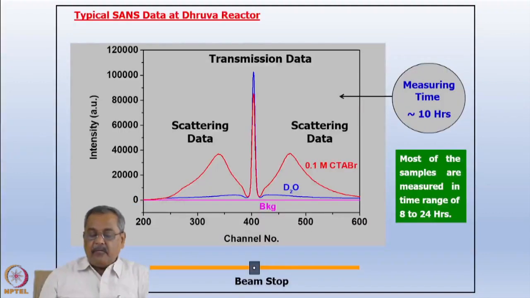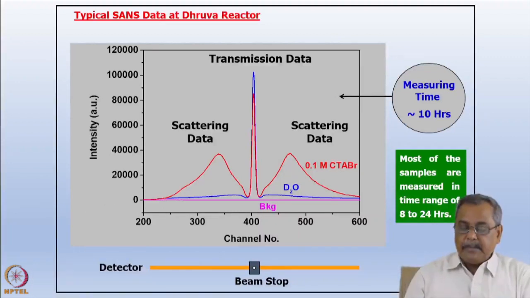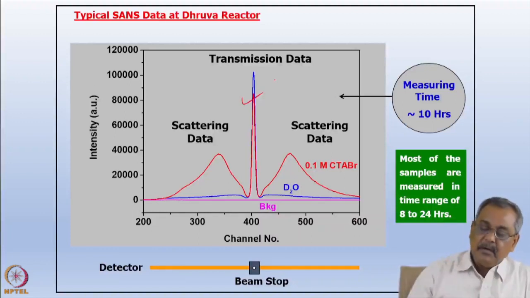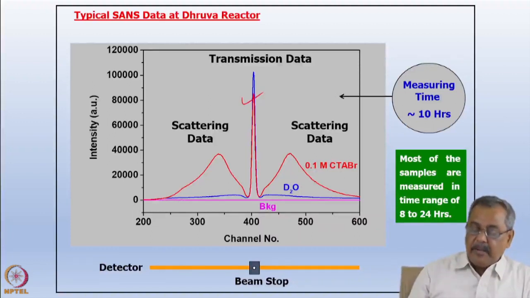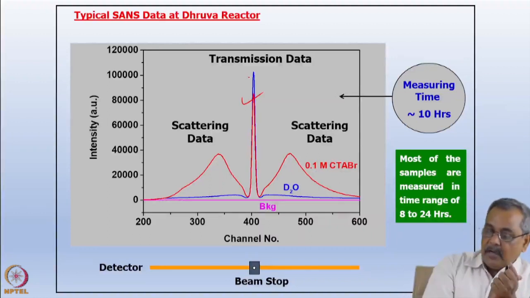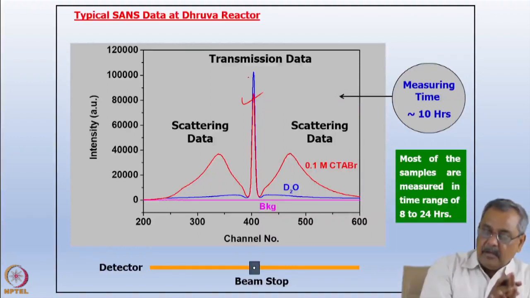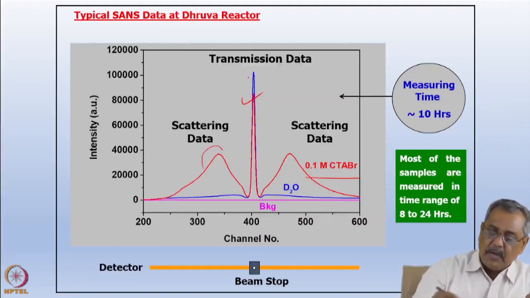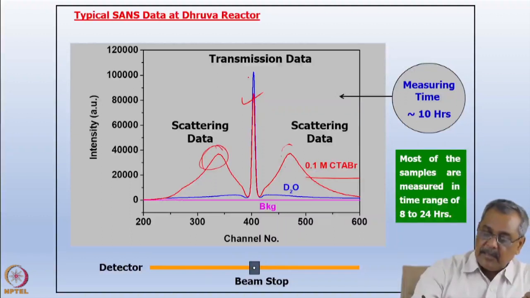When I impinge this beam on a sample, I have got two parts. One is the transmission data, which you see here. That means the direct beam, which has passed through the sample and put its footprint on the detector. And you have scattering data on both sides of the detector. On a one-dimensional detector, this is a 0.1 molar solution of CTAB, and you can see this is the small angle data that you collected.